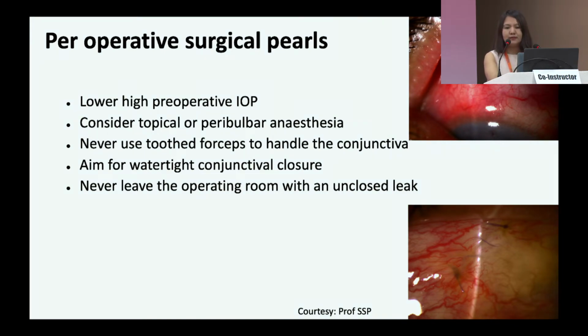Peroperatively, a few surgical pearls that one can keep in mind is to lower the intraocular pressure, since a high preoperative intraocular pressure carries a poorer prognosis. So we must bring down the pressures to a lower side and then perform the surgery. You can consider either a topical or a periorbital anesthesia depending on the surgeon's comfort as well as the patient's comfort and cooperation. We should never use any sharp or toothed forceps while handling the conjunctiva, because you may end up inadvertently injuring the conjunctival tissue. And always aim for a watertight conjunctival suture and never leave the OR with an unclosed leak.